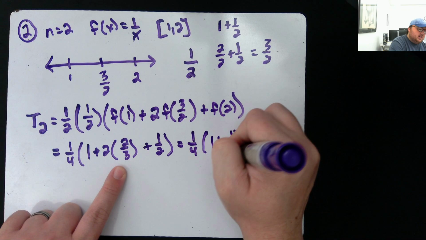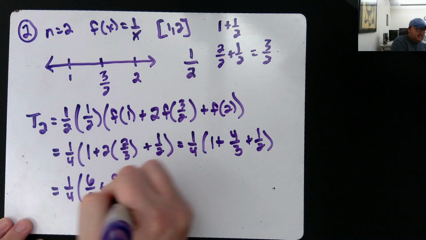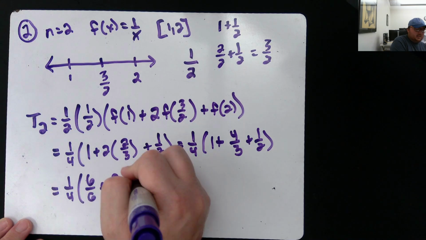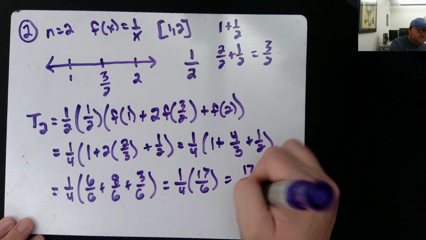The common denominator there is going to be a 6. So that's 1/4, 6 over 6, plus 8 over 6, plus 3 over 6. 6 plus 8 is 14, plus 3 is 17. And 1/4 times 17/6 is 17 over 24.